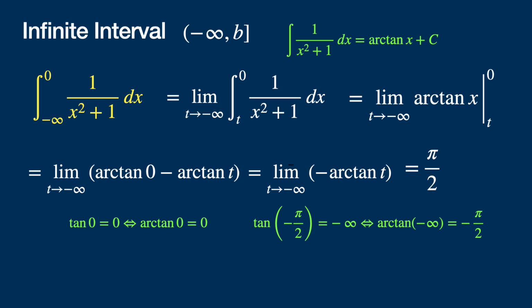So now, what are you going to say about this limit? We're going to say the improper integral from negative infinity to 0 of 1 over x squared plus 1 dx converges to pi over 2. So in the previous example we had a to infinity; in this example, we have negative infinity to b.